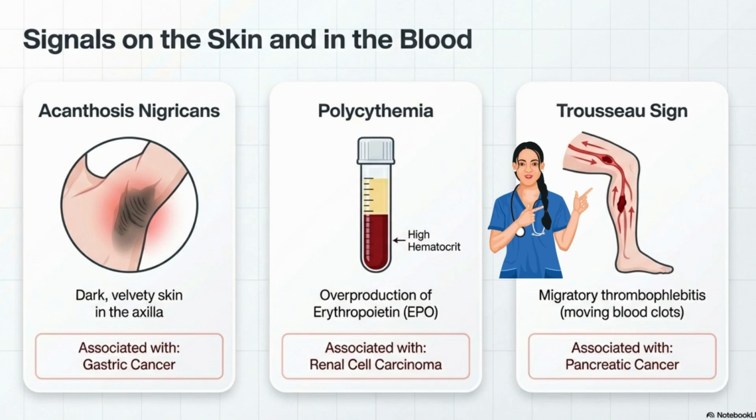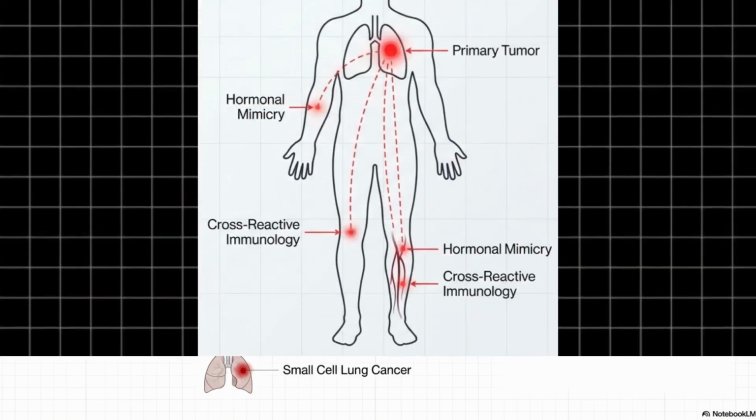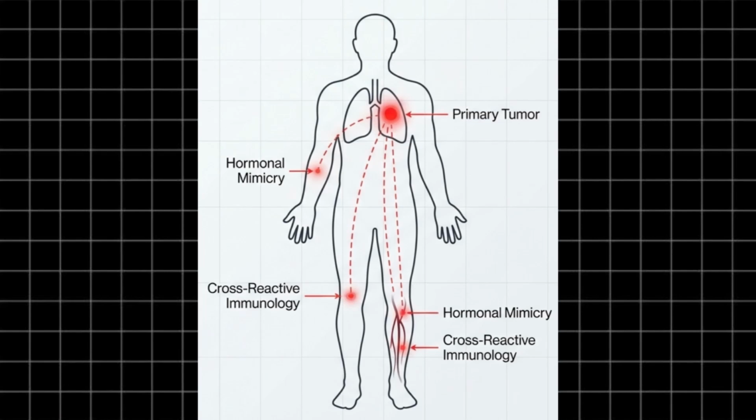Trousseau sign. It is a migratory thrombophlebitis seen in pancreatic cancer. Lambert-Eaton syndrome. The muscle weakness mimicking myasthenia gravis. It is seen in small cell lung cancer. Sometimes the tumor produces hormones it shouldn't.